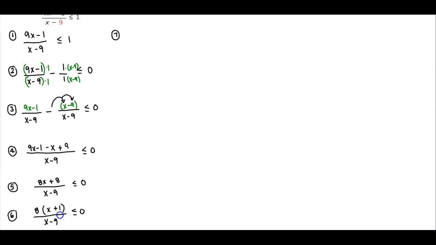Okay, now in step number 7, we want to be able to find our critical points. Looking at the numerator, we have 8 times x plus 1, and we're going to set that equal to 0. Now if we divide both sides by 8, we get x plus 1 on the left side, and 0 divided by 8 is going to give us 0. And then when we solve for x, we subtract 1 from both sides, so x is going to equal negative 1.